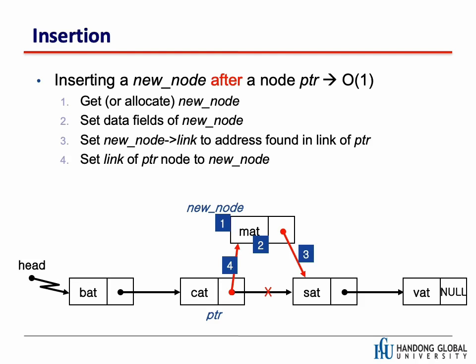Again, we allocate memory space for the new node, and the new node link will point to what PTR node is pointing to, and then PTR node should point to the new node. Then we actually just inserted a new node in the middle of cat and set.